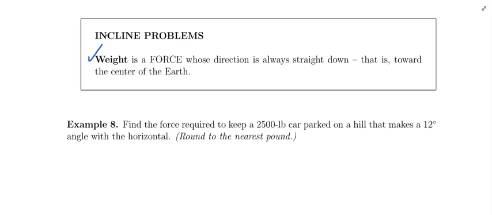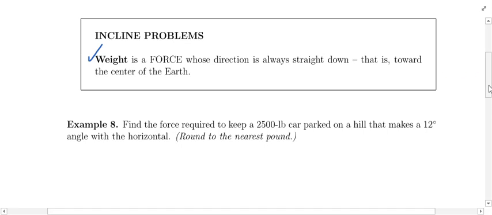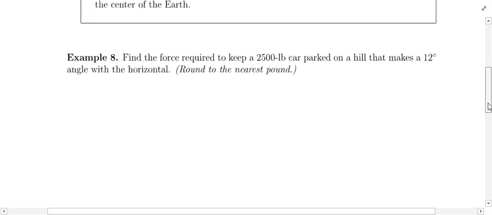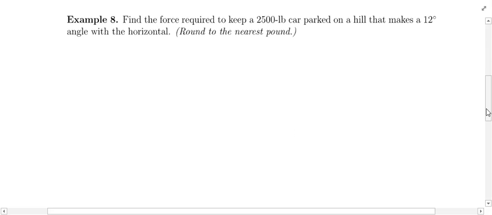When you do these incline problems, you will always be given the weight of the object and you're going to have to incorporate that in your solution. It's very important to the solution process. So now that we know that, let's revisit example 8 and talk about how to solve it. Again, we're finding the force required to keep a 2,500-pound car parked on a hill that makes a 12-degree angle with the horizontal. We're told to round our answer to the nearest pound. We're solving for a force, and pound is a unit of measurement for force.